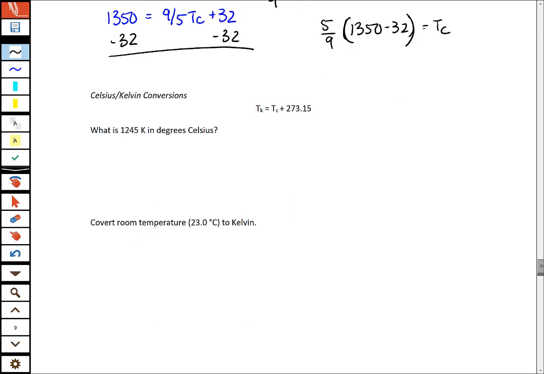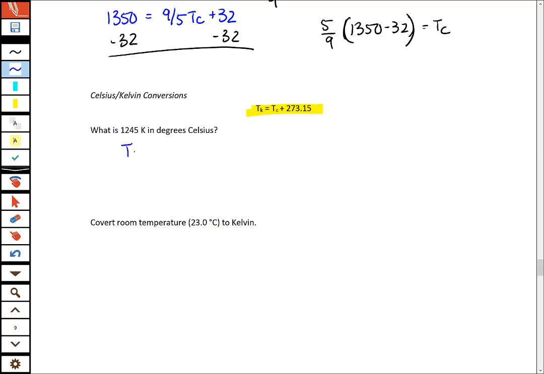So let's look at our other conversion. Our other conversion is going to be between Kelvin and Celsius. So this one's nice and simple, straightforward. All right, our temperature in Kelvin is going to be equivalent to our temperature in Celsius, but we're going to add 273.15 degrees. So we can go back and forth here, right?